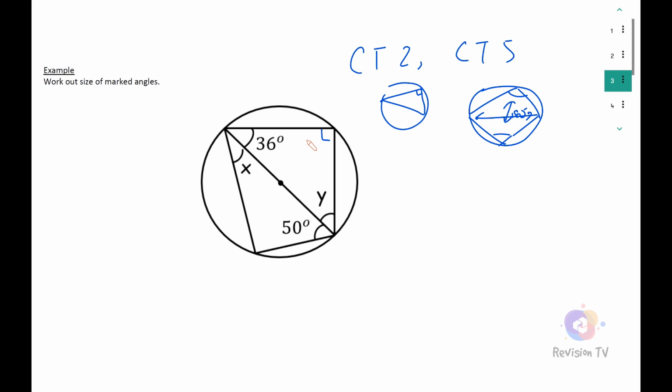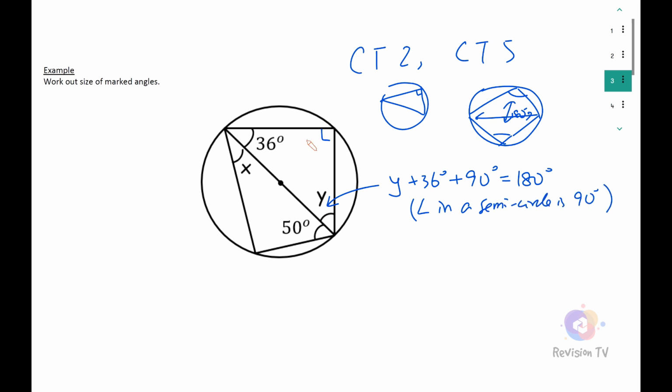So what we know about y is y plus 36 degrees plus 90 degrees will be 180 degrees. So the sum is 180 degrees. They didn't ask you for the reason, but you should also write a reason. You would say angle in a semicircle is 90 degrees. So if you do y plus 36 plus 90, that will be 126 degrees equals 180 degrees. So y will be 54 degrees.